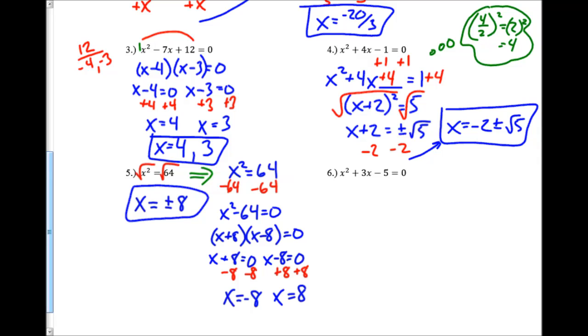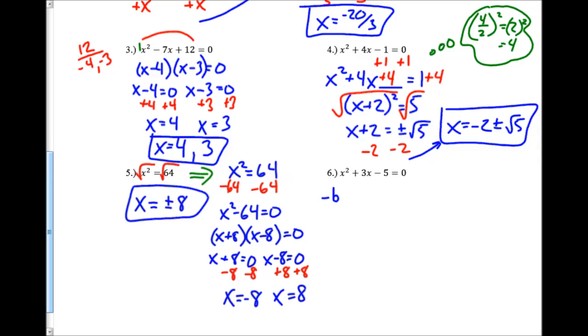If I look at number 6, again, I can check to see if it's going to factor. I build a bridge: two numbers that multiply to a negative 5 but add to a positive 3. It's not going to happen. There are no two such numbers that would meet those conditions. So here I want to go to either completing the square or the quadratic formula. I see that my a value is 1, but my b value is not even. I've got an odd value, and so completing the square is going to cause some fractions. So I'm going to go to my quadratic formula.